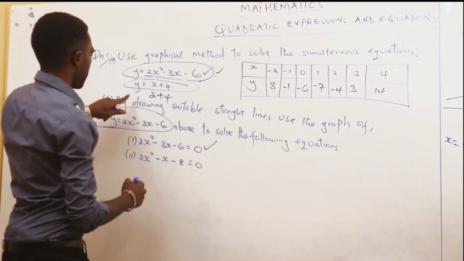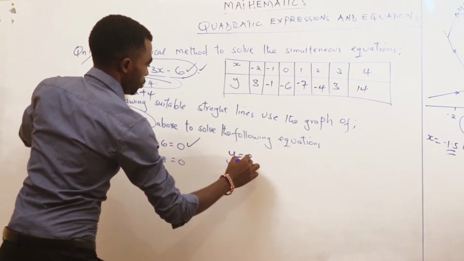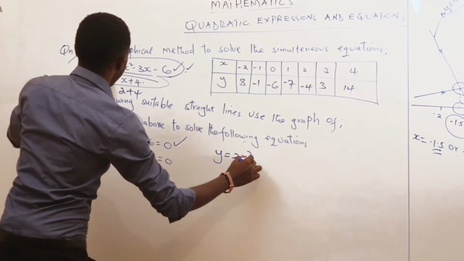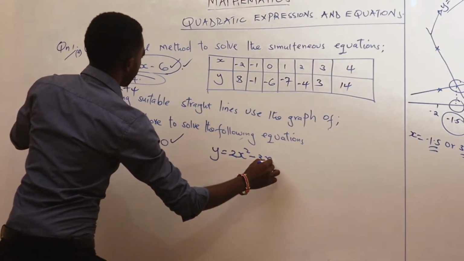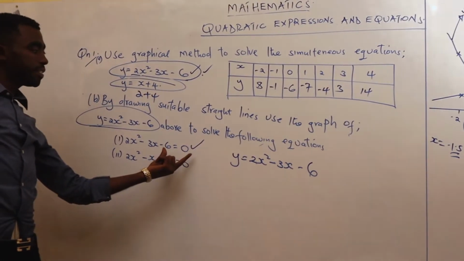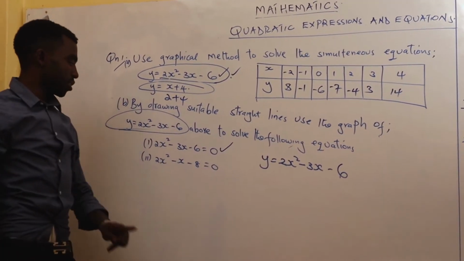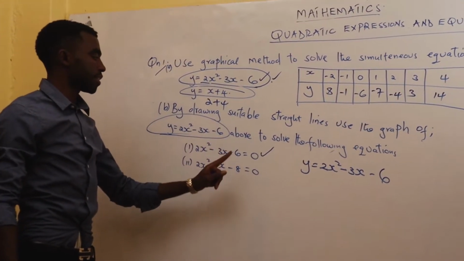You get this equation, which is y is equal to 2x squared minus 3x minus 6. This is the equation we need to use to solve this equation here, not simultaneous equation for this case. Let's start with the first one: 2x squared minus 3x minus 6 is equal to 0.